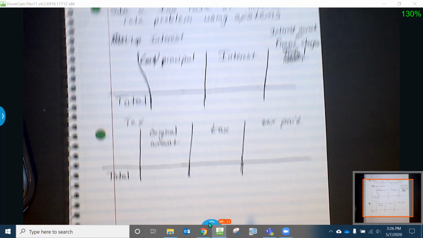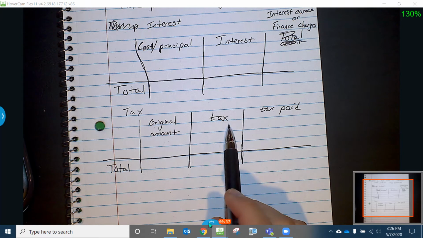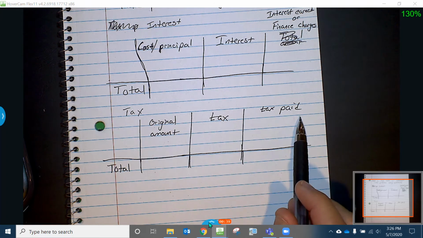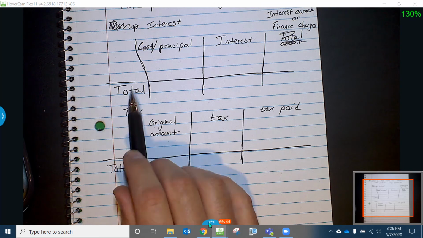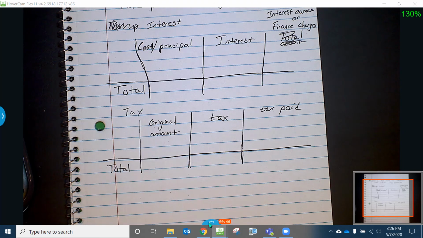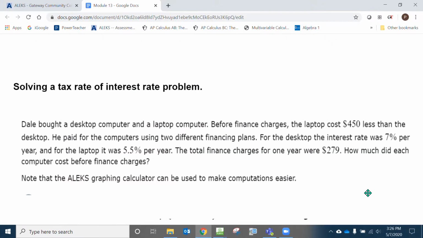Similar thing with when we're talking about a tax problem. You have your original amount, your tax, and then your tax paid. And also the bottoms are a little different from last section. We have our totals down there. Let's take a look at a problem. I'll give you time to look at this.